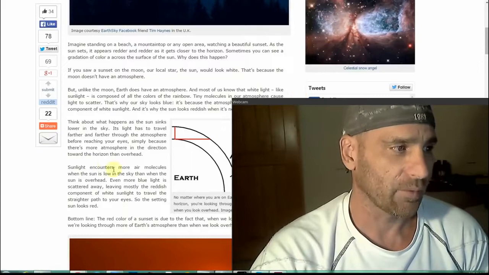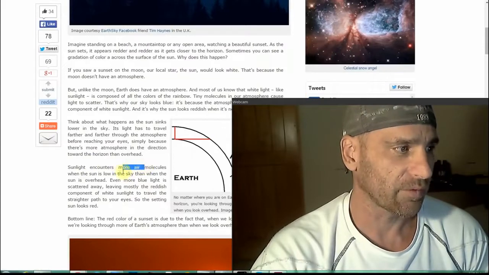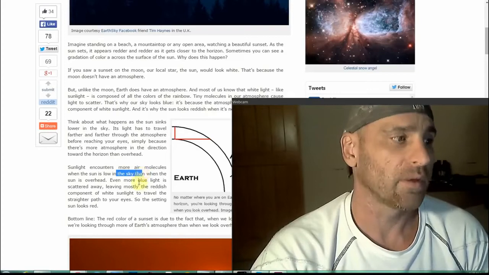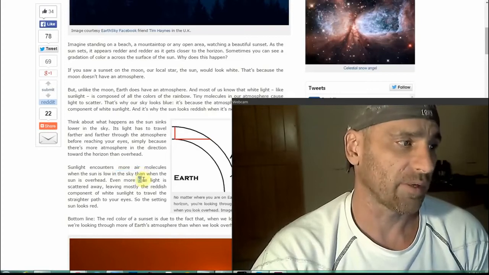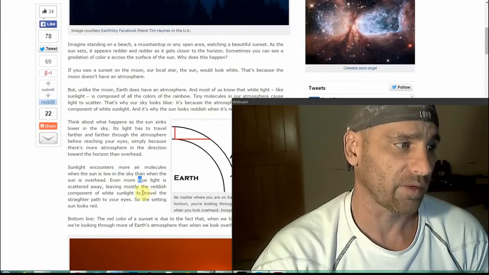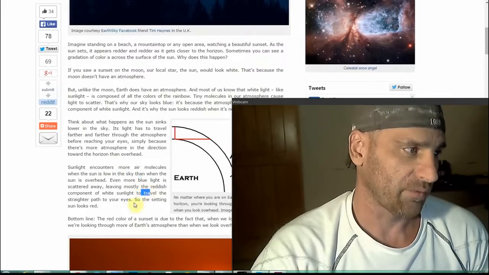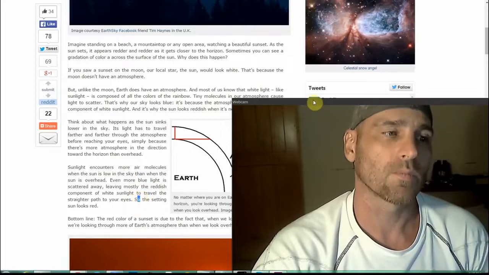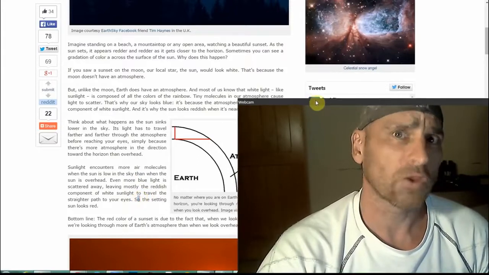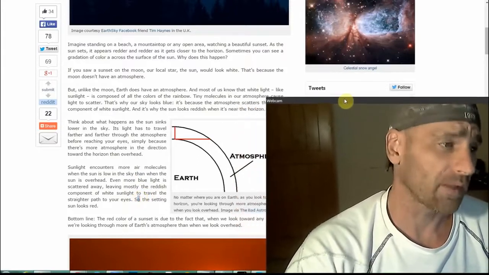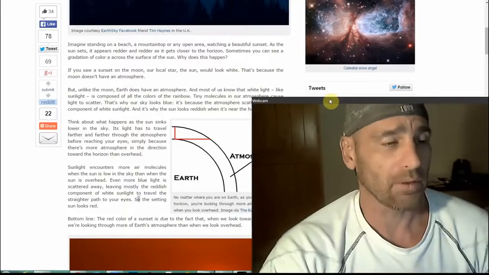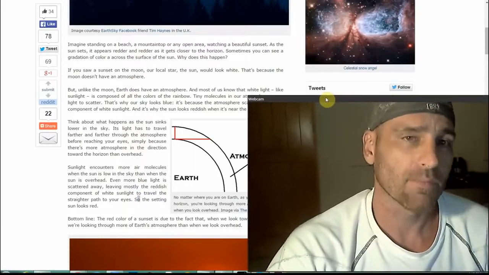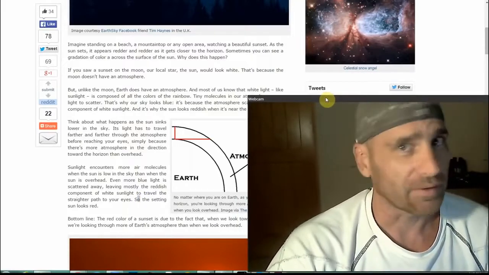Sunlight encounters more air molecules when the sun is lower in the sky than when the sun is overhead. Even more blue light is scattered away, leaving mostly the reddish component of white sunlight to travel the straighter path to your eyes, so the sunset looks red. Sounds good, right? Yeah, sure. But it's not the correct answer.